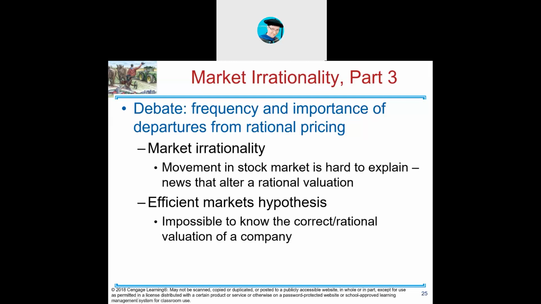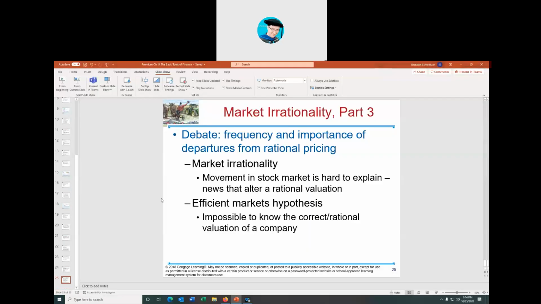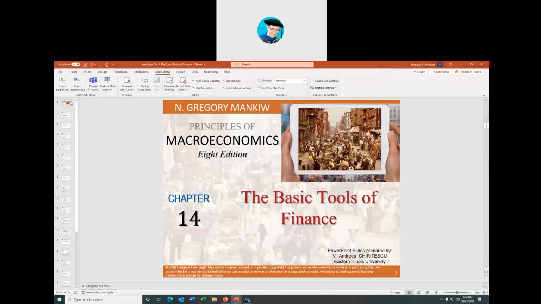And you just have to take into consideration that the market sometimes is very irrational. Stock prices go up and down for no reason, or for a reason that's solely based off of news events, which are irrational changes. And oftentimes the market will eventually correct itself, but it's impossible to know when something like that would happen. That, my friends, is the conclusion of chapter 14, which is the basic tools of finance.